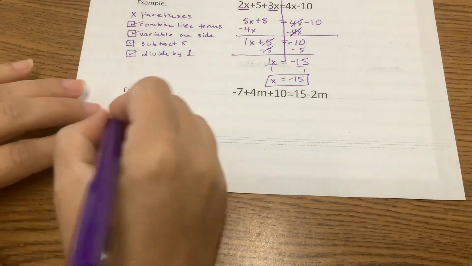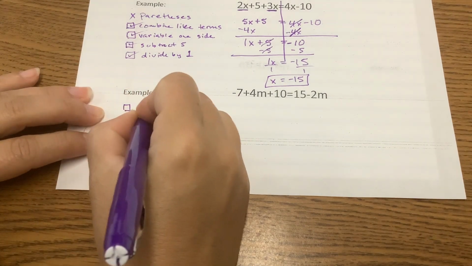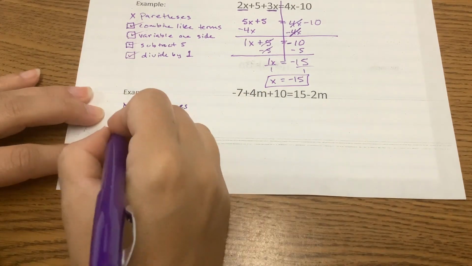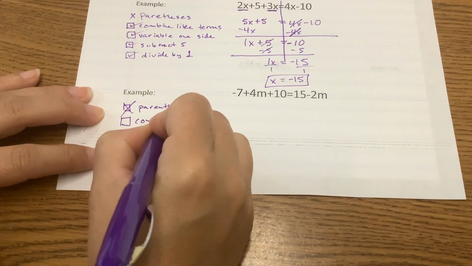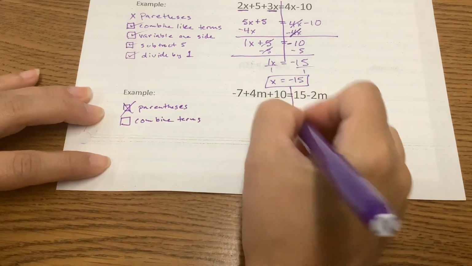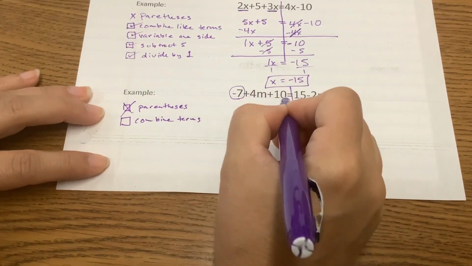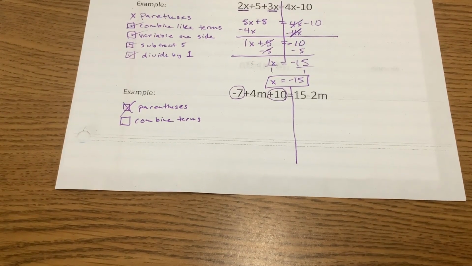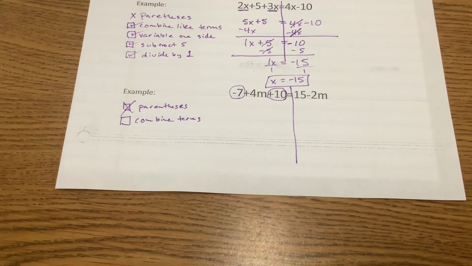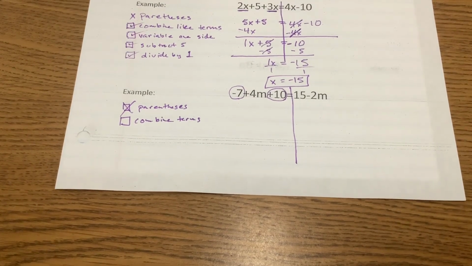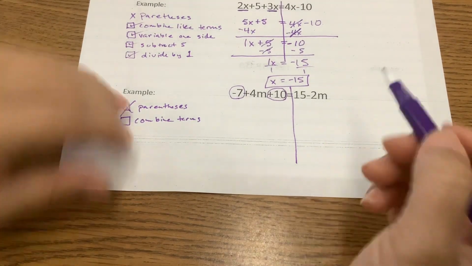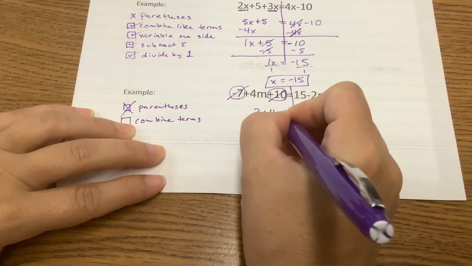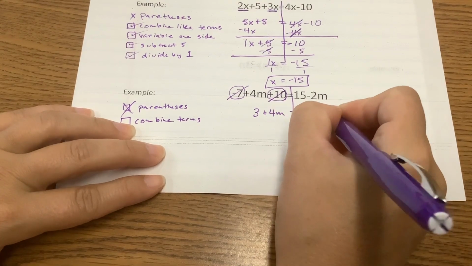Are there any parentheses that we need to use distributive property? No. So there were none of those. What about combining like terms? Okay, so if we look at this, we have a negative 7 and a positive 10 on the same side. They're both like terms because they're both constants. And so we would just combine them, and combine means to add. So it's negative 7 plus 10. 3. So now we have 3 plus 4m equals 15 minus 2m.